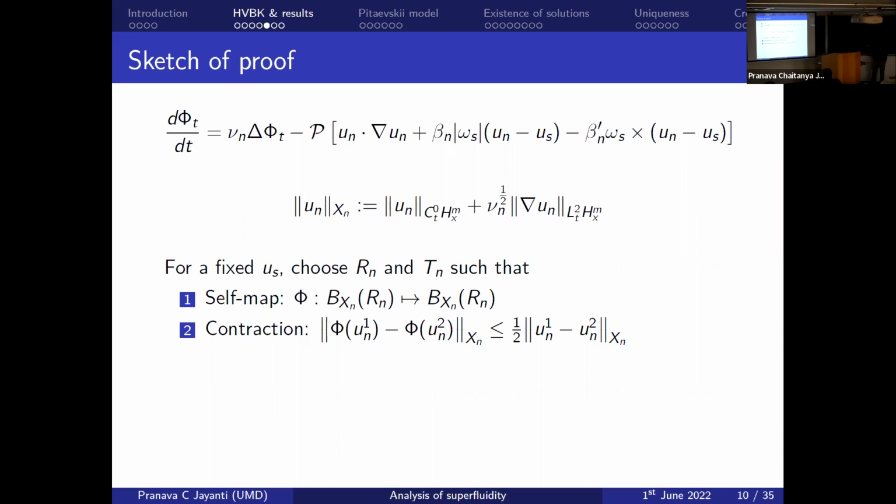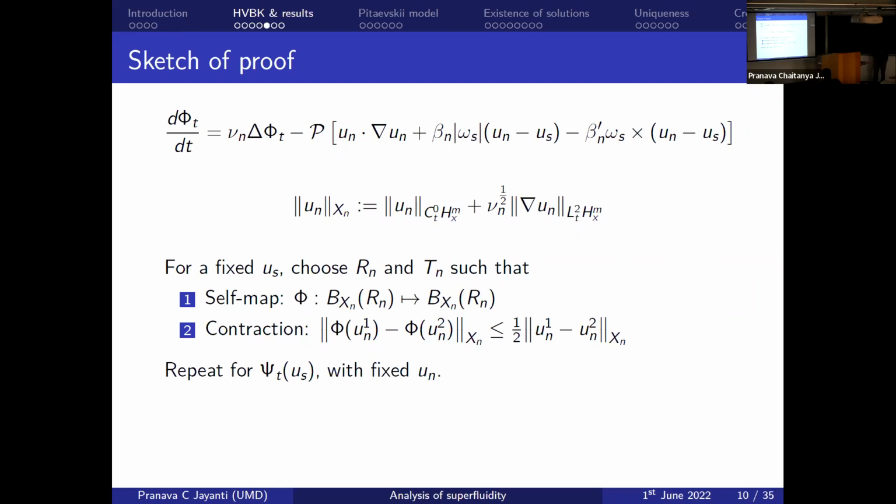And that's called a self-map. The next property is a contraction. This means that if you take two velocities separated by some distance within this ball, and you apply the phi map on them, the resulting values, phi of each of these velocities, are closer than the original velocities are. So these two properties mean that this map keeps getting closer and closer to its previous iterates, and it will continue to stay in the ball. So eventually it's going to converge to a solution. And that's how we show the existence of solutions.